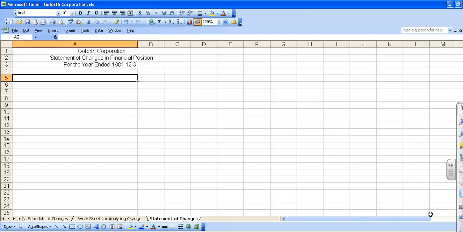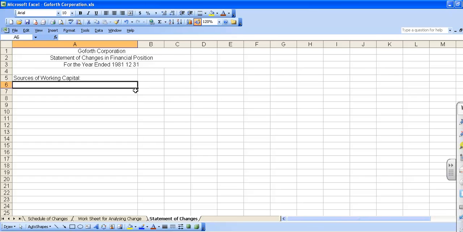Once again, look at the heading. Notice that I have merged and centered the title across to C. I have the name of the company, Goforth Corporation. Then I have the statement of changes in financial position, which is the name of the document, and the fiscal period for the year ended 1981-12/31. So the first part that we're going to put in is the sources of working capital. Remember, we can get this from our worksheet for analyzing change.